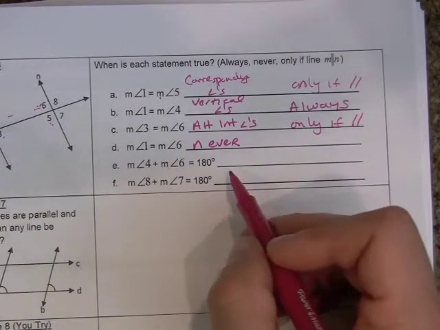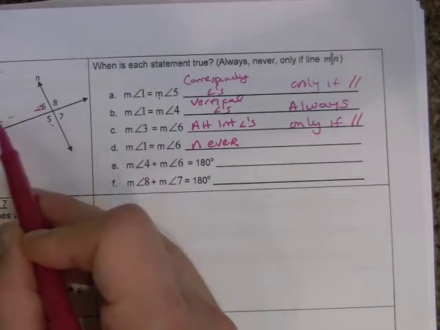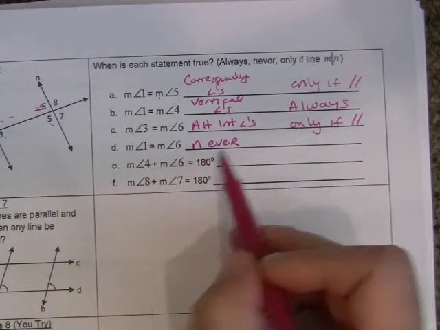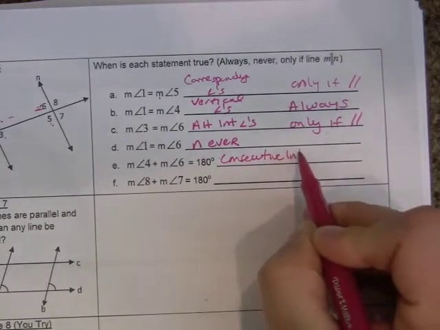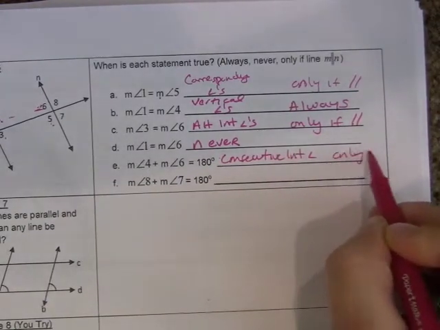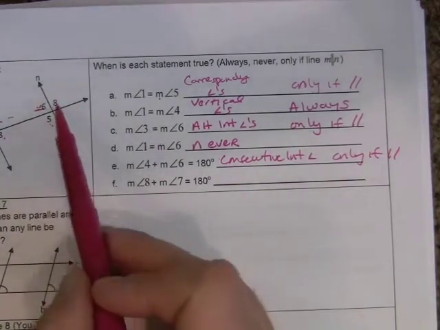4 plus 6 equals 180. Well, 4 and 6 are consecutive interior angles. They will add up to 180 if the lines are parallel. So it's only if parallel. And then lastly, 8 plus 7 equals 180.